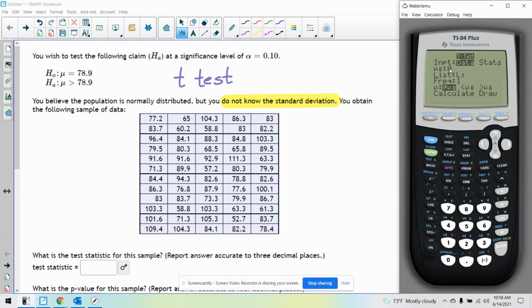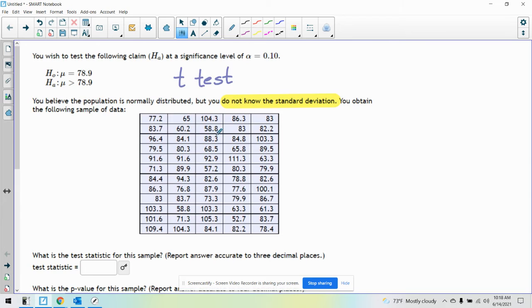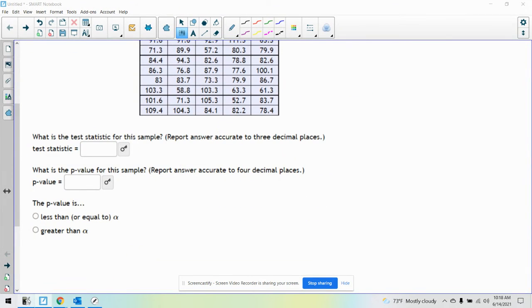My null mean is 78.9. My data is coming from L1. They all have a frequency of 1. And I'm trying to show that my alternative would prove that the mean is greater than the null. So then we'll hit greater than. So it's going to be a right tail test. We'll hit calculate. And we get the following information.